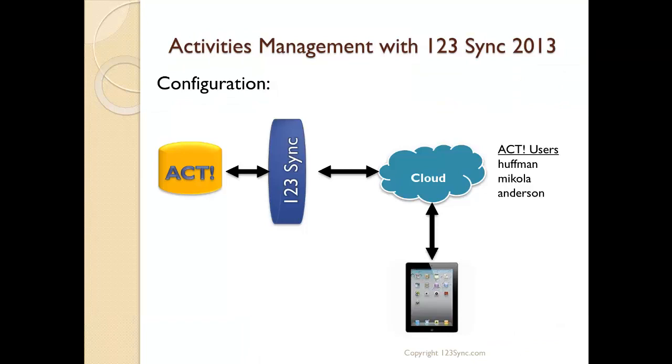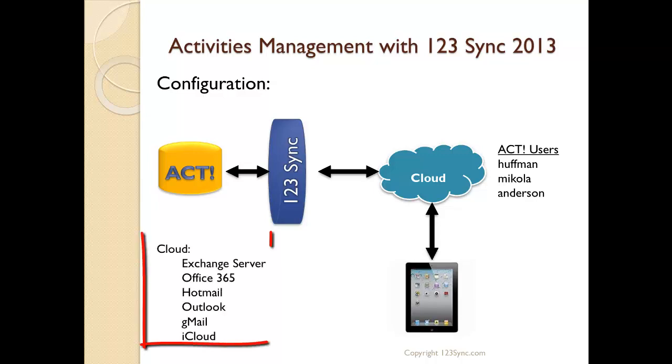So let's look at our configuration of 123Sync. We have ACT as our database, and then we use 123Sync to sync with the cloud. And the cloud then, through different users, syncs with their devices. As far as clouds that we support, it is Exchange servers and Office 365, Hotmail, Outlook, Gmail, iCloud, anything that connects with Outlook or Exchange. It is supported by our 123Sync.